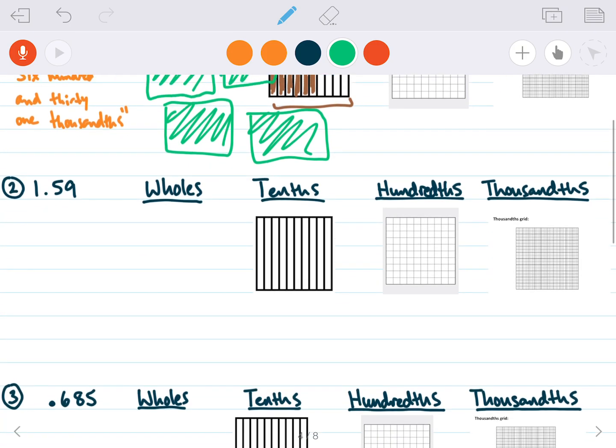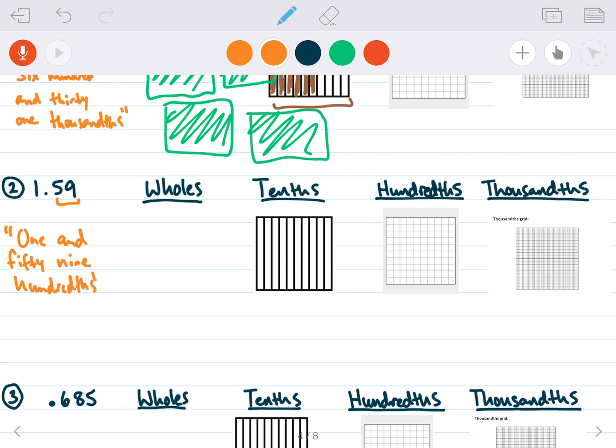All right, so what about this number right here, 1.59? How do we say it? Well, we'll start with our whole. We say 1 and. Then after the and comes our parts. So the part that we see is 59. So this is 1 and 59. Now the 9 is the last number and it ends in the hundredths place. So this is 1 and 59 hundredths.